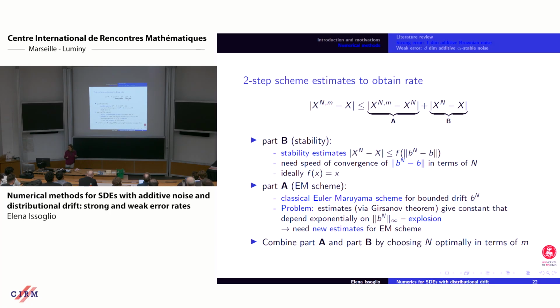What is the catch? The catch is that the classical Euler scheme uses Girsanov's theorem. And Girsanov's theorem will have an exponential dependency on the norm of the coefficients of the drift. But the norm of the drift will explode, because Bn is smooth, but it converges to B, which is a distribution. And so if you just apply classical Euler, your estimates will blow up. Okay, but if you do these two estimates, you combine them, and after that, you choose one in terms of the other, and then you get a scheme with one step.